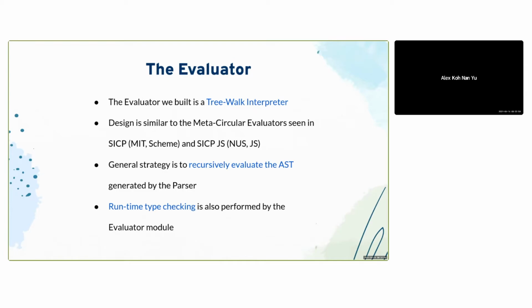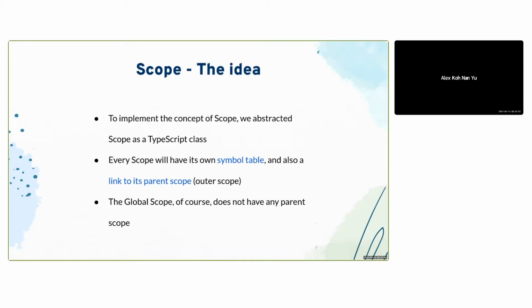I mentioned earlier that we support standard scoping rules, right? The high-level idea behind how we implement scope is that we decided to implement scope as a TypeScript class. Every scope will have its own symbol table and also a link to its parent scope. Of course, the global scope will not have any parent. I will show a sneak peek of the actual code implementation in the next slide.